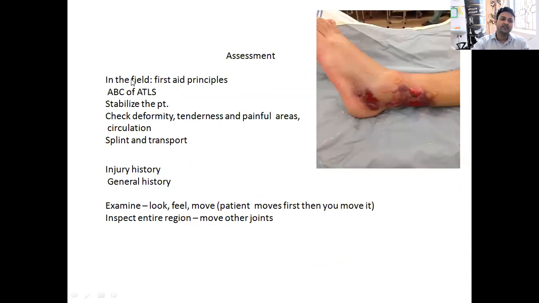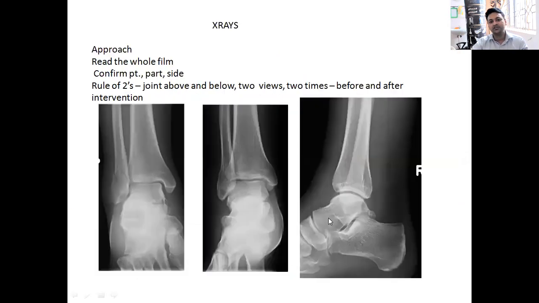The assessment is done in the field with first aid principles of ABC of the ATLS protocol. Stabilize the patient, check for deformity, tenderness and painful area, circulation, splint and transport. Injury history, general history is a must. Examination: look, feel, move. The patient moves first when you move. Inspect the entire region, move the other joints to see the associated injuries.